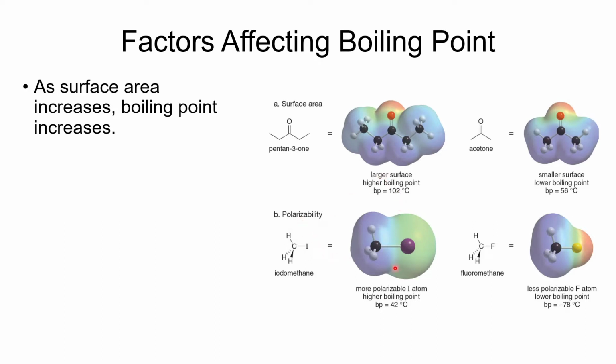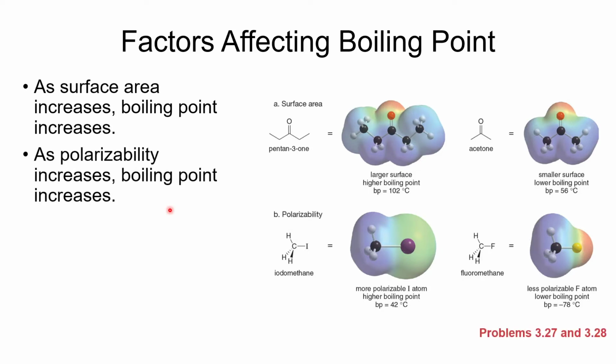Polarizability, and we saw this in one of the ones we looked at on that last problem, number 24, part B. If we've got something that is more polarizable, in other words, a bigger atom that's further down on the periodic table, then that greater polarizability will increase the boiling point. So we'll find here that iodomethane has a much higher boiling point than fluoromethane. And again, that's because the fluorine is not very polarizable.